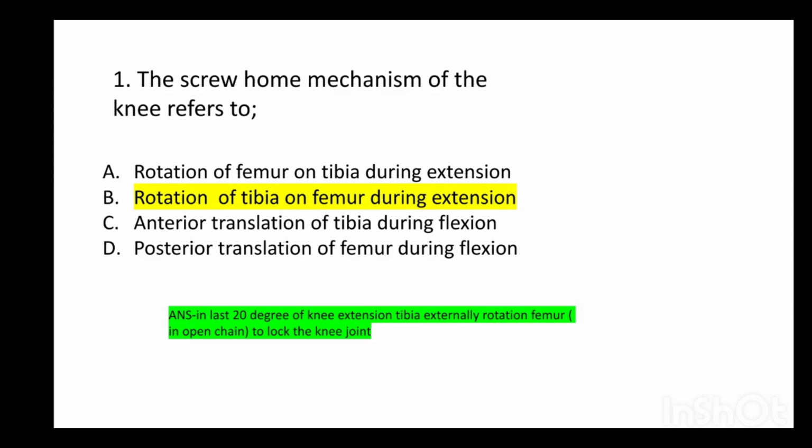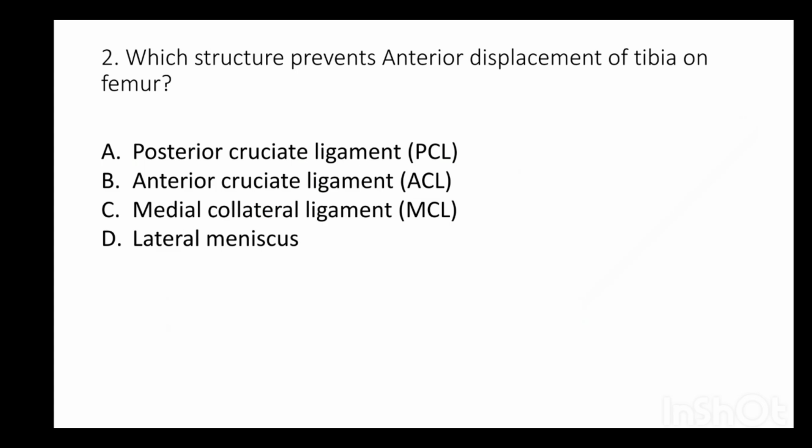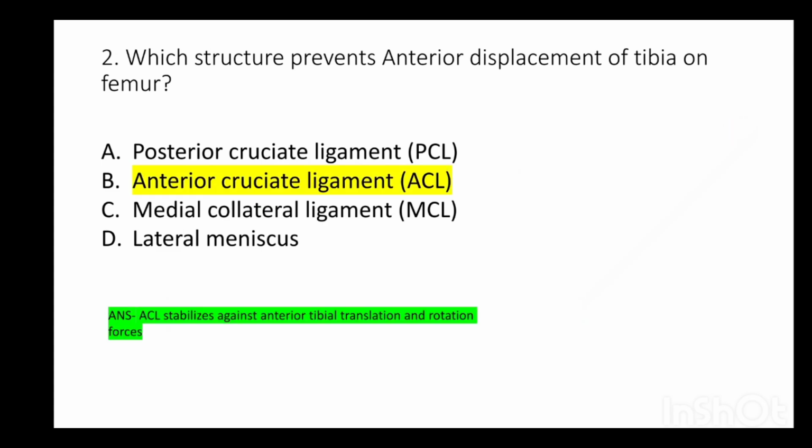Our next question is, which structure prevents anterior displacement of tibia on femur? Posterior cruciate ligament, anterior cruciate ligament, medial collateral ligament, lateral meniscus. And our answer is anterior cruciate ligament. ACL stabilizes against anterior tibial translation and rotation forces.